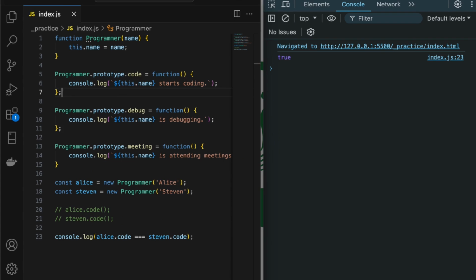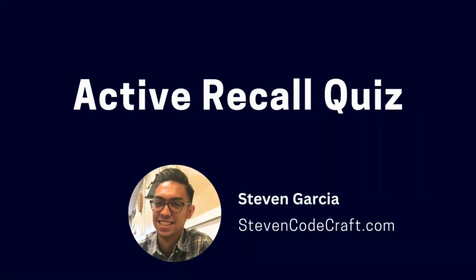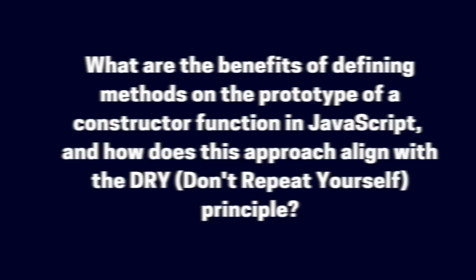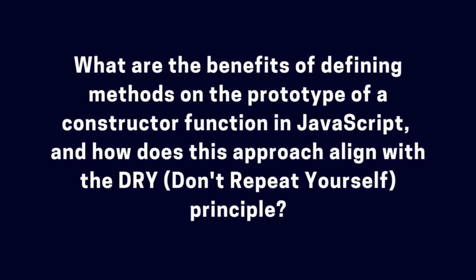In this case, Alice and Steven share the same code, debug, and meetings method, which are defined on the prototype. This reduces memory usage and ensures that all instances benefit from any updates to these methods without needing to update each instance individually. What are the benefits of defining methods on the prototype of a constructor function in JavaScript? And how does this approach align with the DRY principle?